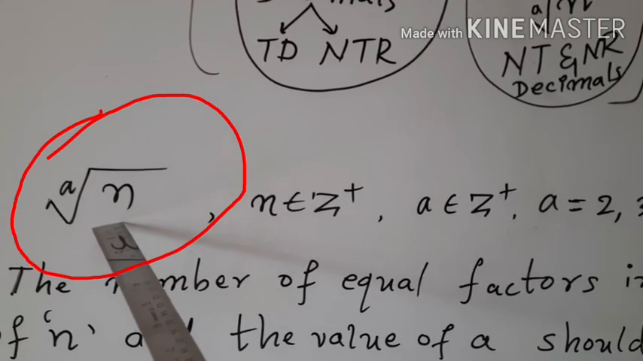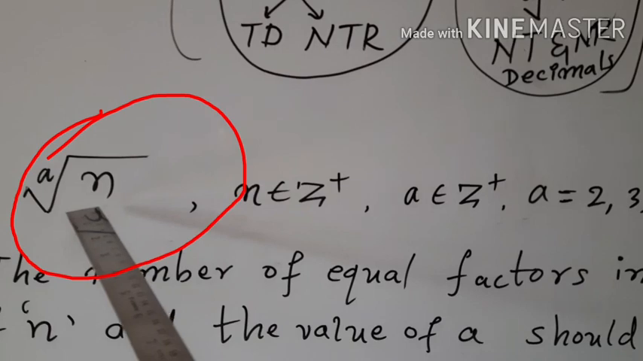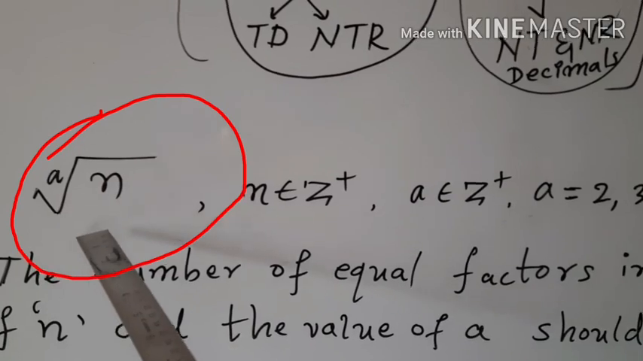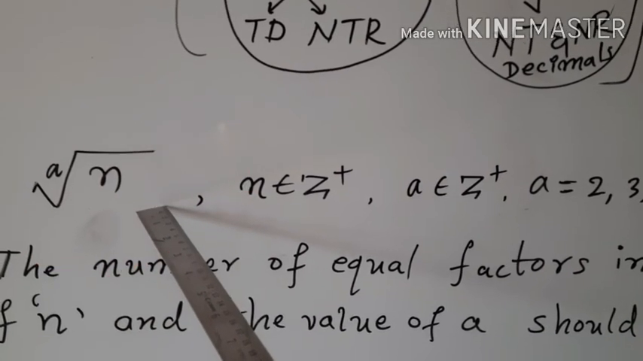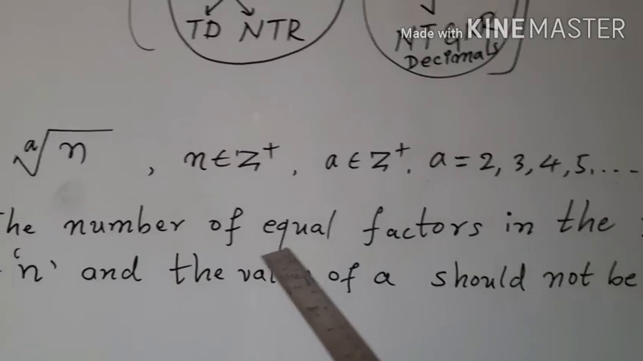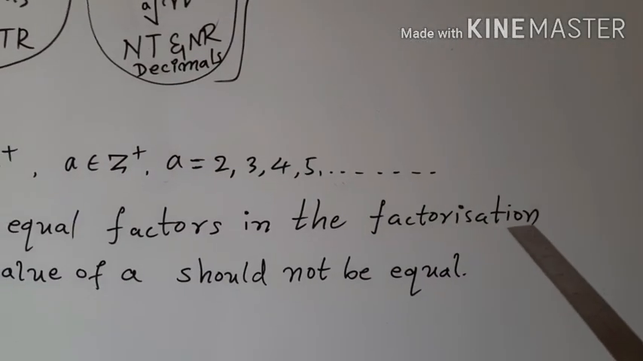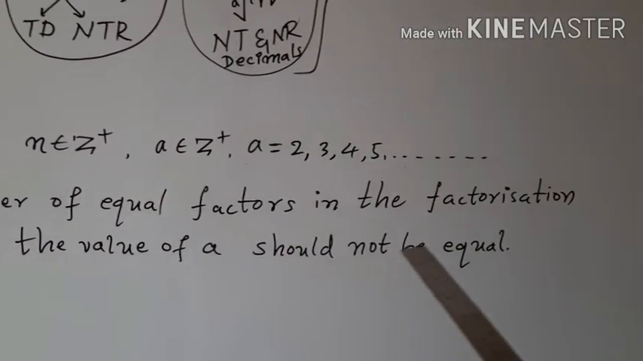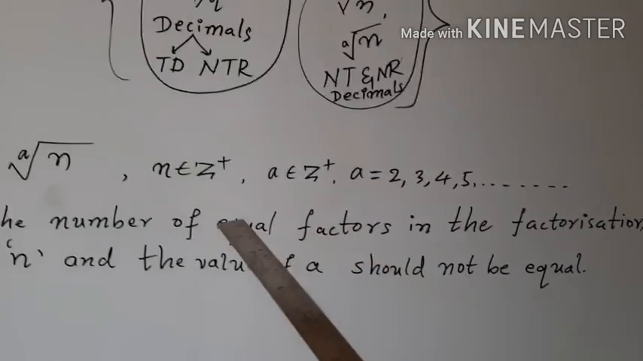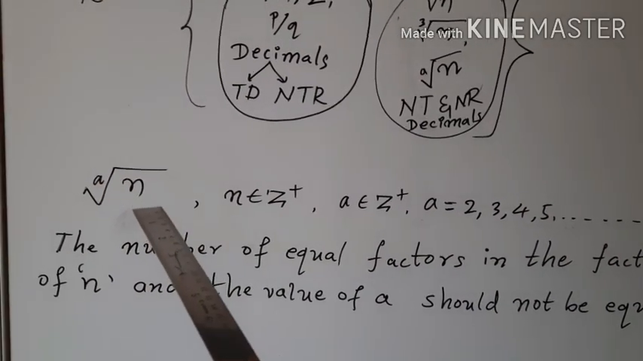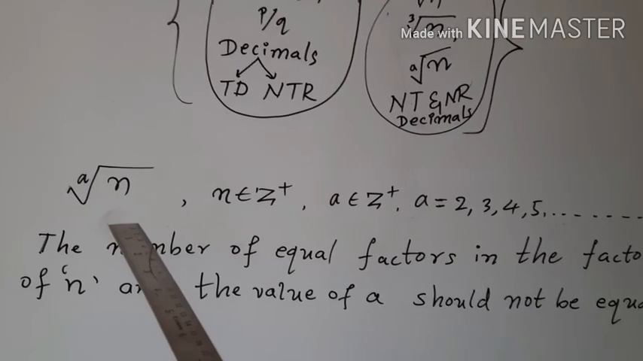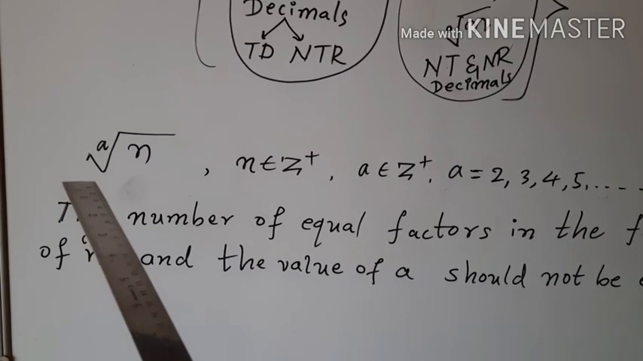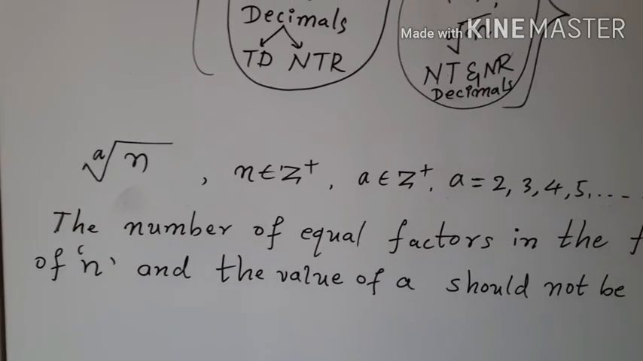If you factorize this n and the factorization of n has 5 equal factors and the value of a is also 5, then nth root of n is not an irrational number. Therefore, we can say the number of equal factors in the factorization of n and the value of a should not be equal. If they are equal, then nth root of n is not an irrational number. This is one more very important condition to call a particular number as an irrational number. Okay, children?